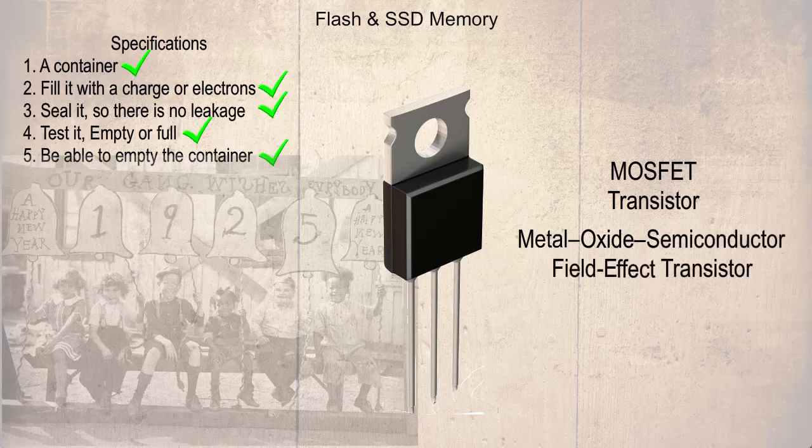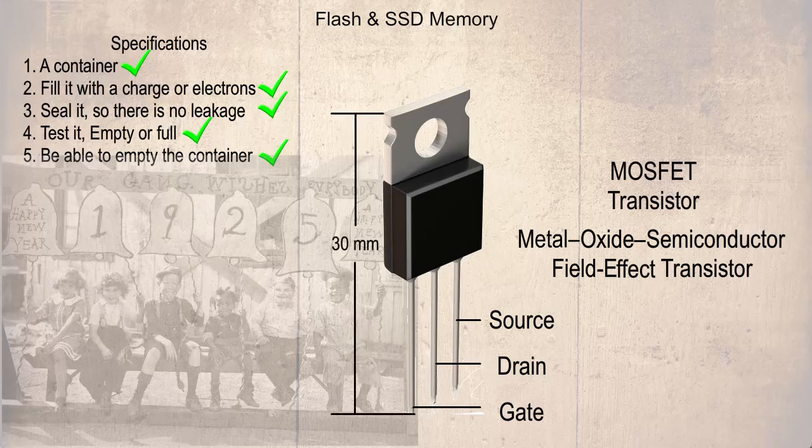This field effect transistor was first patented over 100 years ago, in 1925, but it wasn't until 1934 that it was finally invented. It's the principle that allows flash memory to work. This is a typical MOSFET, and it has 3 pins: source, drain and gate. The one shown here is about 30mm high.